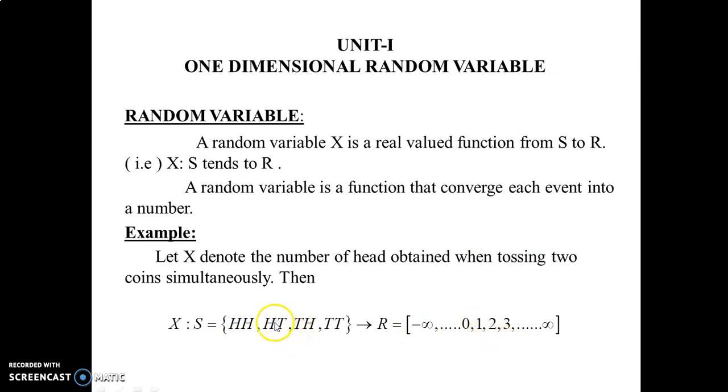Next one is head, tail. Here is only one head. Here is only one head. So these two events map to 1. And tail, tail does not contain a head, so this is mapped to 0. That is a random variable.